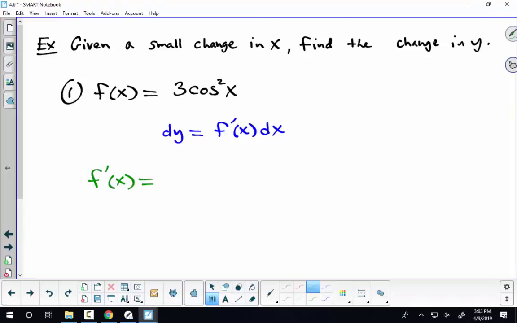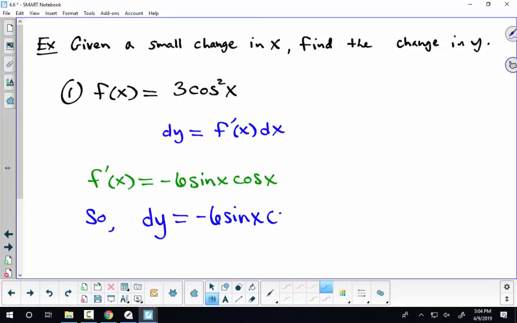Okay, so what is the derivative of 3 cosine squared x? Negative 6 sine x cosine x, right. Chain rule. Okay, so that's it. That's all they asked for. So the change in y is negative 6 sine x cosine x dx.